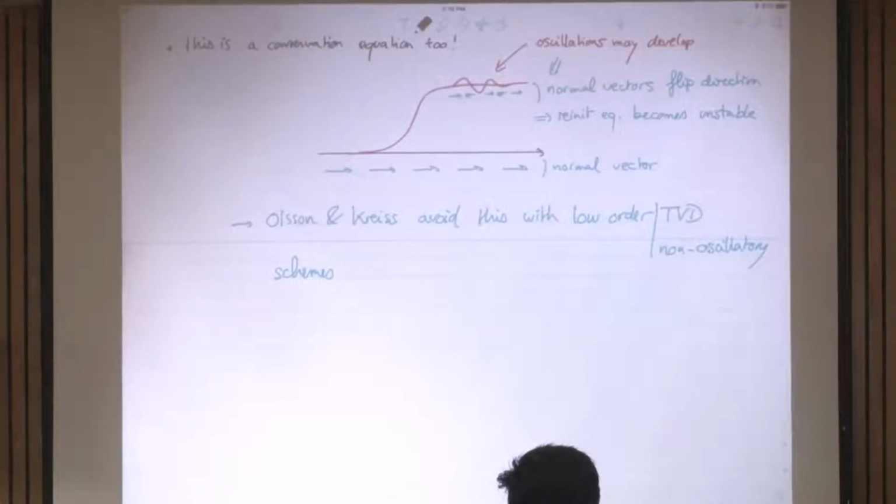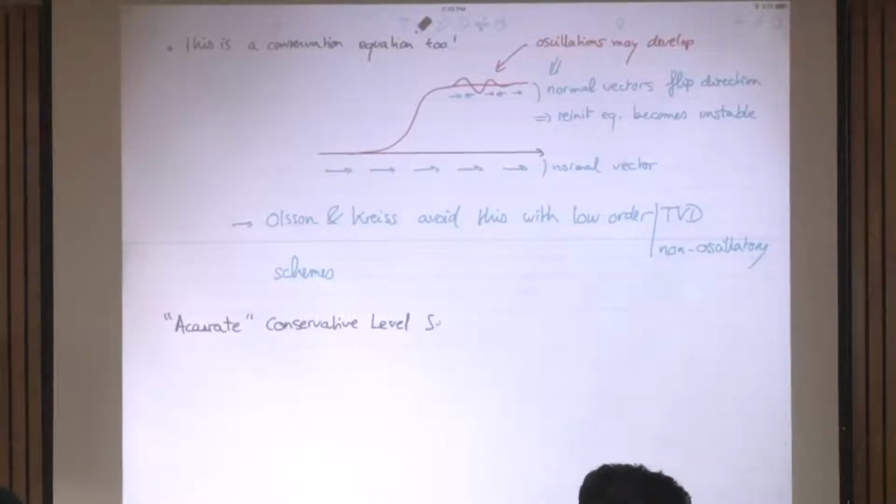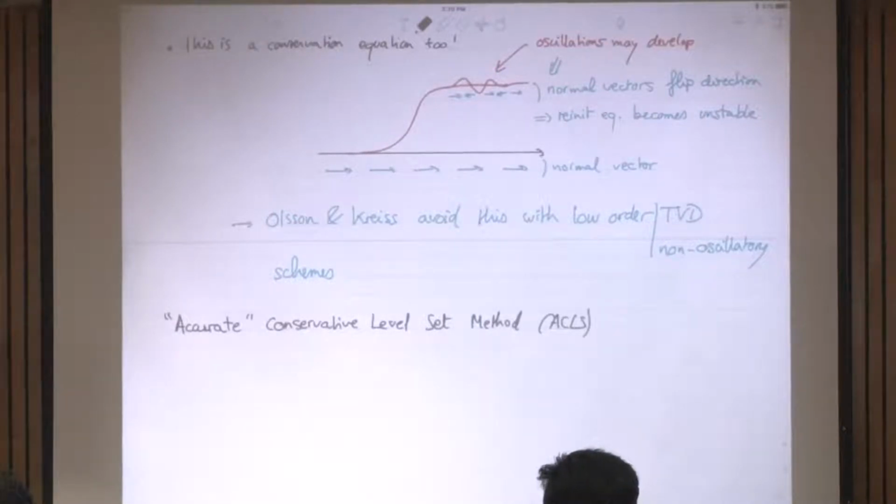And so to do that, I proposed what I called, and this was kind of bold, the accurate conservative level set method, or ACLS. Why accurate? Because instead of using low order schemes, the reference here is Desjardins, Moureau, Pitsch, JCP 2008.